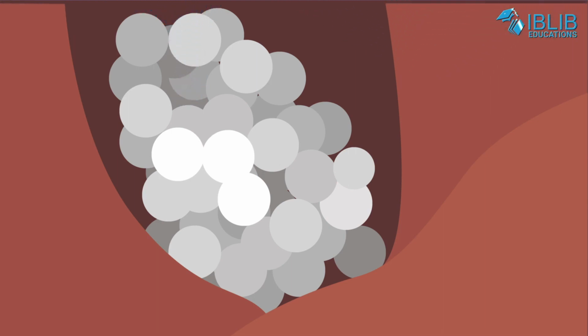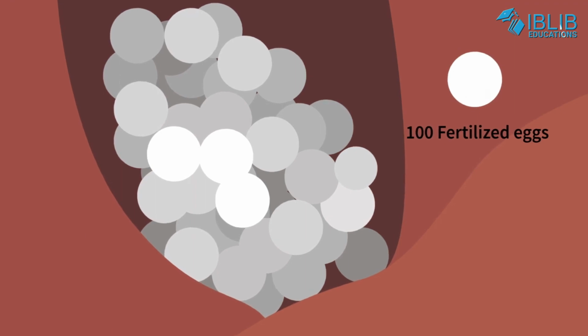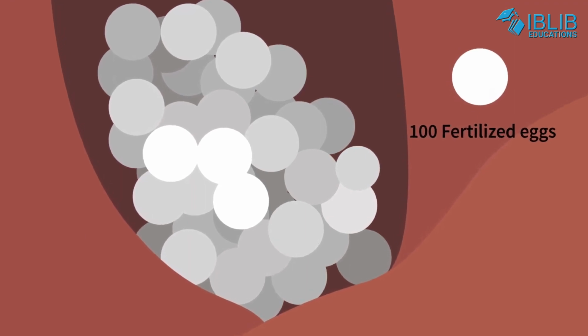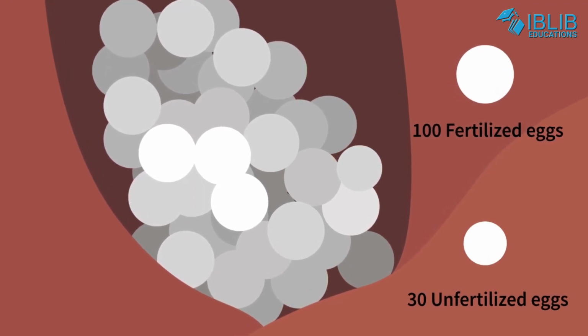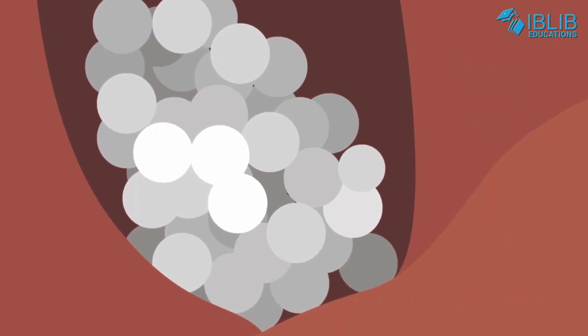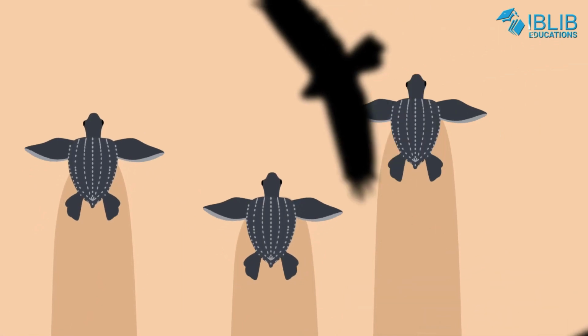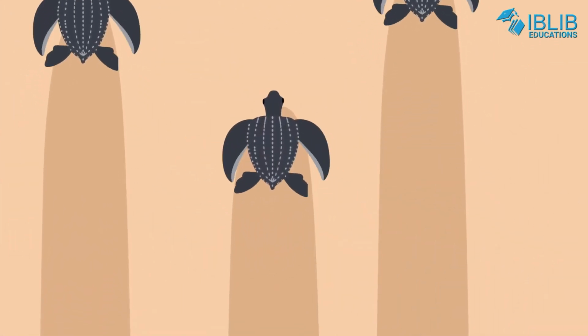A clutch consists of an average of 100 fertilized eggs, which are covered with a layer of about 30 smaller unfertilized eggs. Incubation takes about 65 days. Eggs measure about 5 centimeters in diameter. Due to predation, very few juveniles survive past a few years.